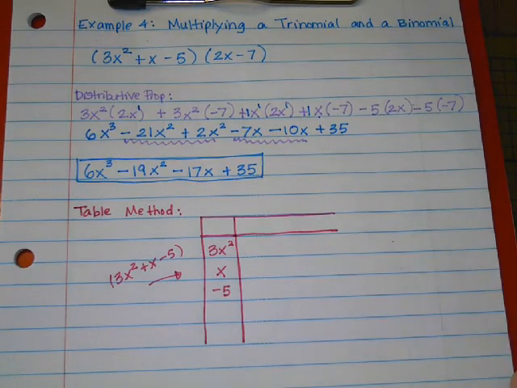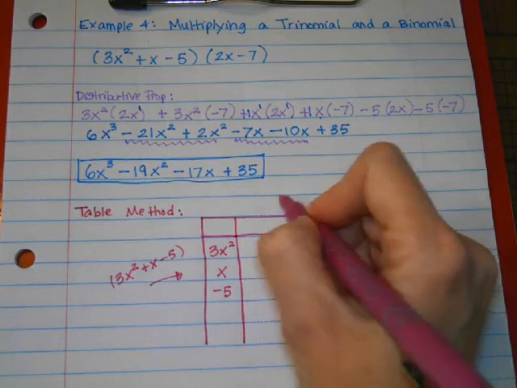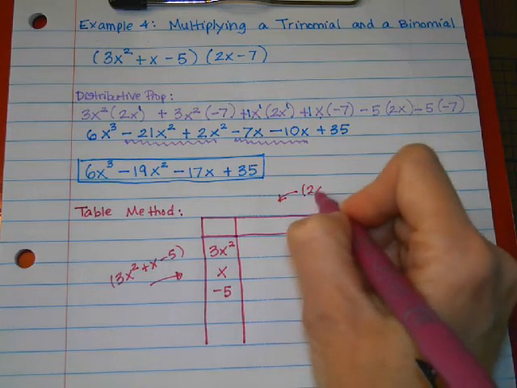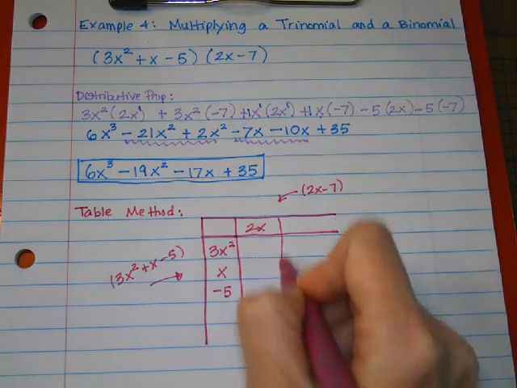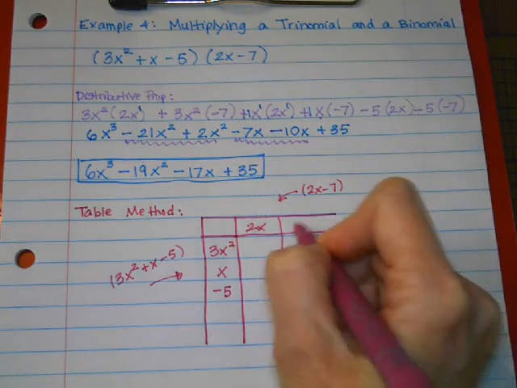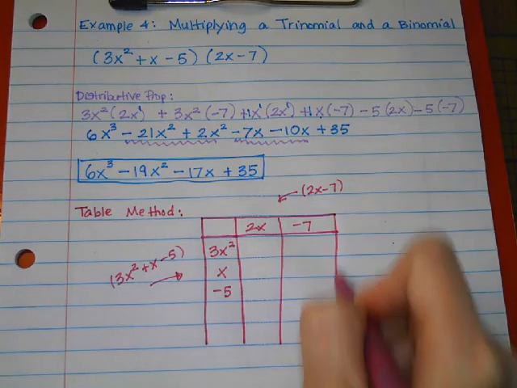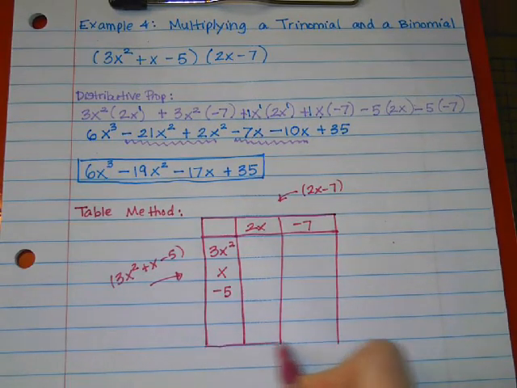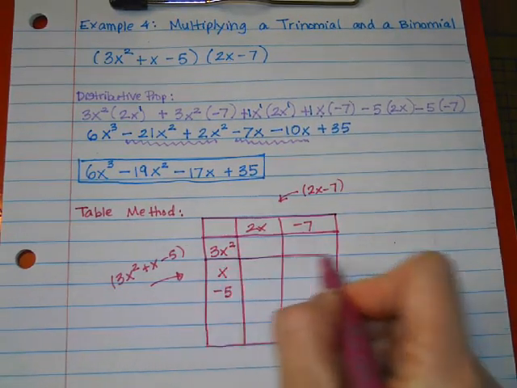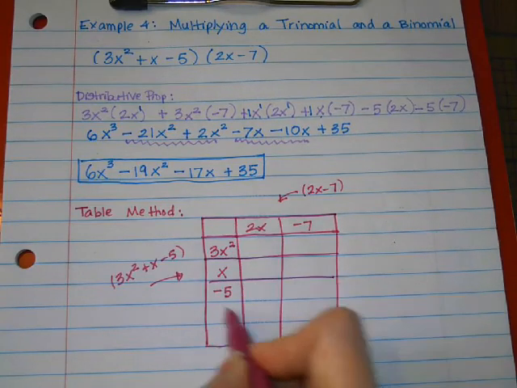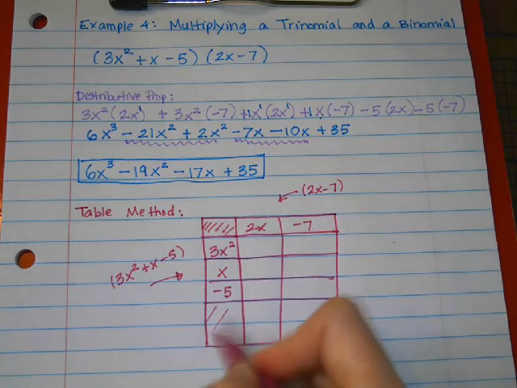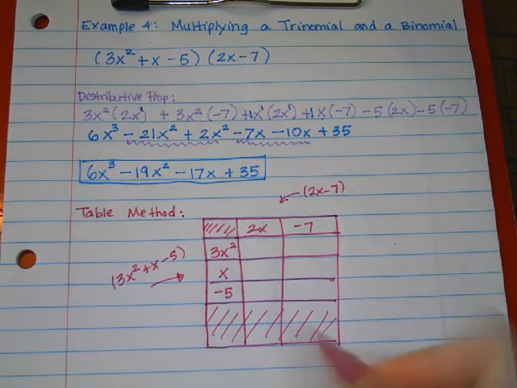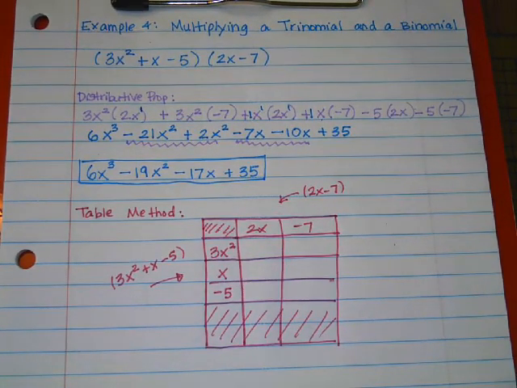Then on the top column, this is going to represent our second one, which is 2x minus 7. So here's our 2x. We'll bring this down. And our minus 7. We'll bring this down. All right, we don't need this. We won't need any of these down here either. Okay. So we're going to go ahead and fill it.